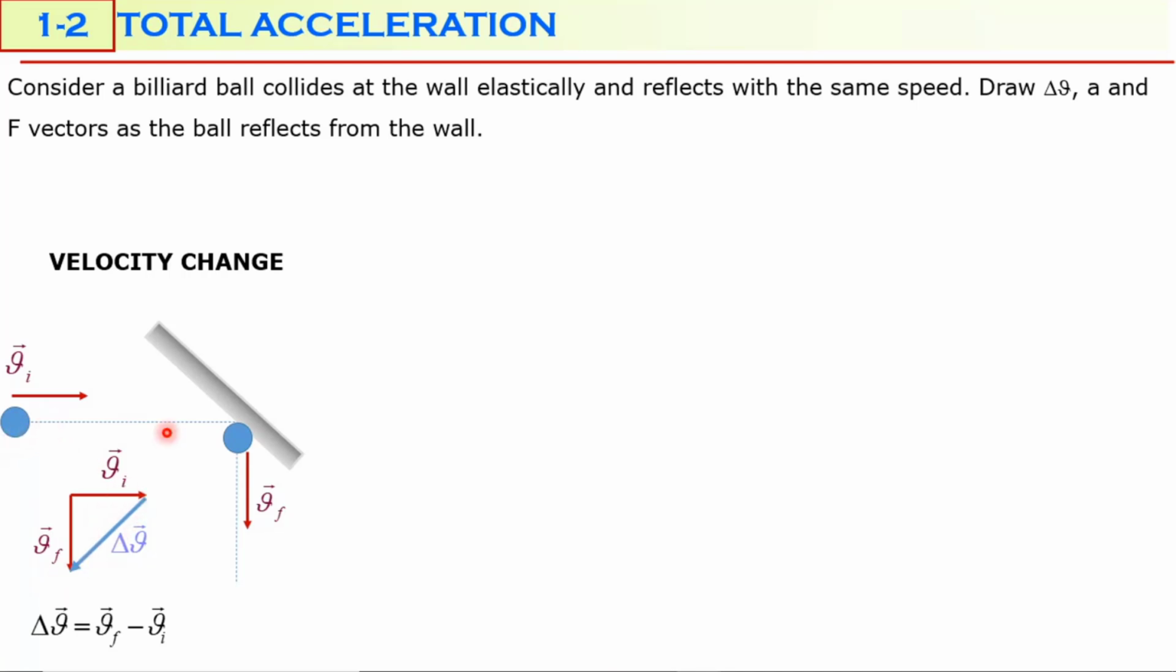When this ball strikes the wall and reflects, delta V is not in the direction of VI, not in the direction of VF. It is at some angle to this VI and VF. And we got the velocity change, and then we get acceleration. This ball also gains an acceleration because of the change in direction.